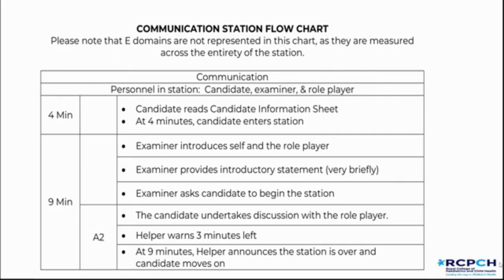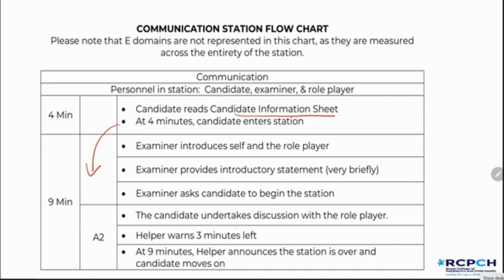So this is the communication station flow chart. The first 4 minutes: candidates will read the candidate information sheet, and at the end of the 4 minutes, the candidate will enter the room. Here the candidate will greet the examiner, and the examiner will introduce themselves and the role player, and will ask the candidate to begin the station.